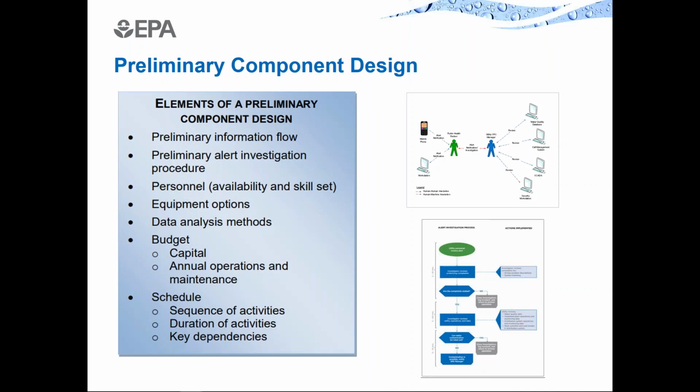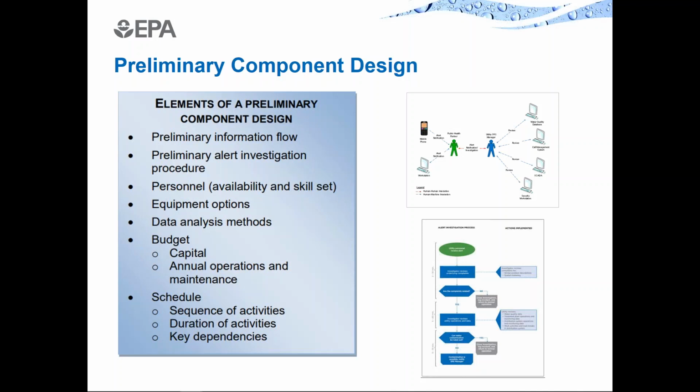And the templates that we provide in various guidance documents for these simple design documents or design plans include basic elements such as preliminary information flow diagrams that show how information travels between systems and gets to users. There is also a section for developing a preliminary alert investigation procedure. And we found that this is helpful to do earlier in the design process because it can shed light on the kinds of information and the form in which that information needs to be accessible to the people who are responsible for conducting the investigation.